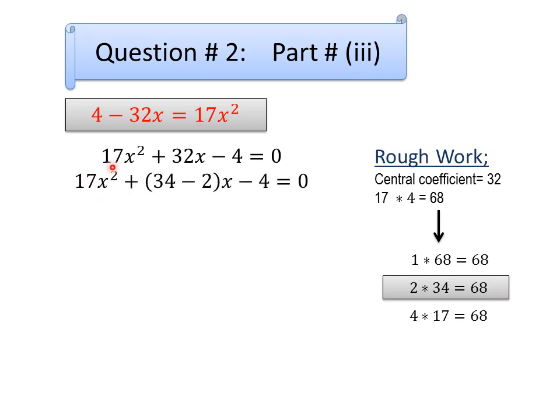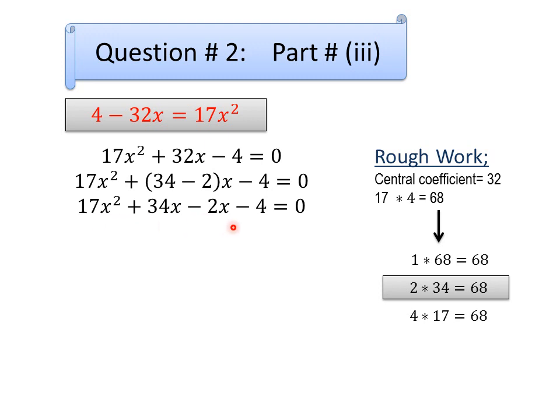Again I have written 17x square with the same plus sign. Only instead of 32 I have written 34 minus 2, which is also the same, as 34 minus 2 is 32. Then x minus 4 equals 0. Now opening this bracket with x, we get 34x minus 2x in the center.